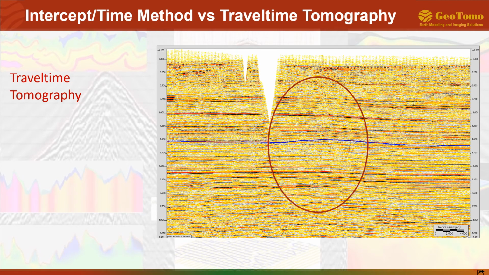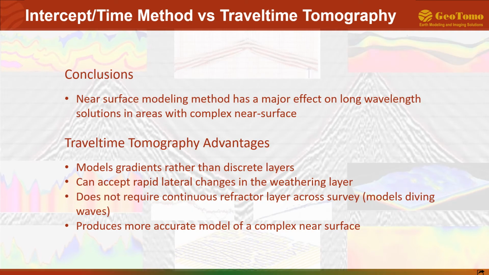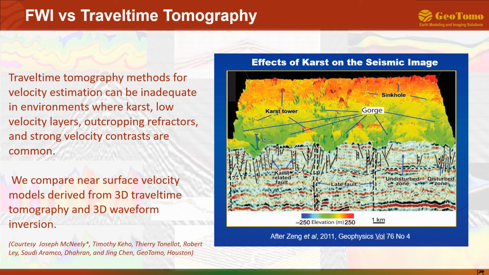travel time tomography. So in conclusion, the near-surface modelling method has a major effect on the long wavelength solutions in areas with complex near-surface. Travel time tomography has the advantage that it can model vertical velocity gradients and rapid lateral velocity variations. It also models diving waves where refraction arrivals are weak, and generally produces a more accurate model of the complex near surface. Okay, here's our second case study.